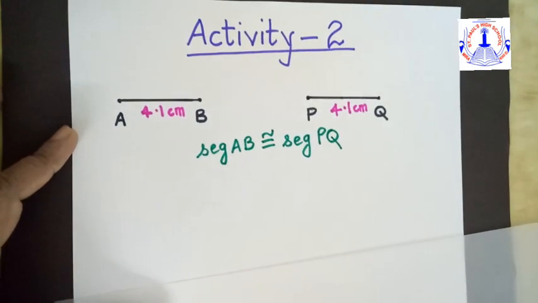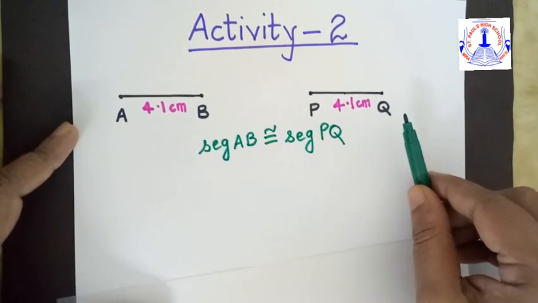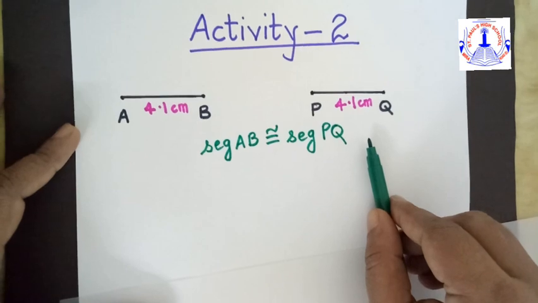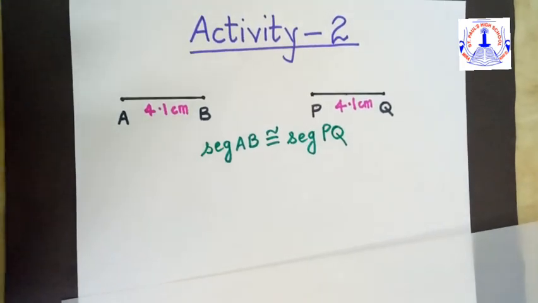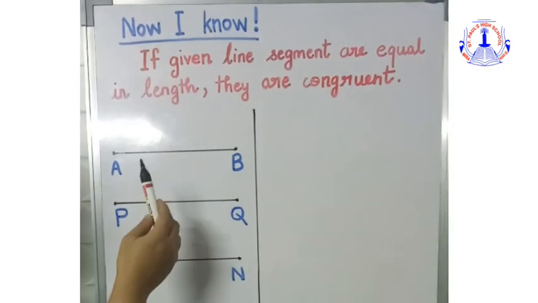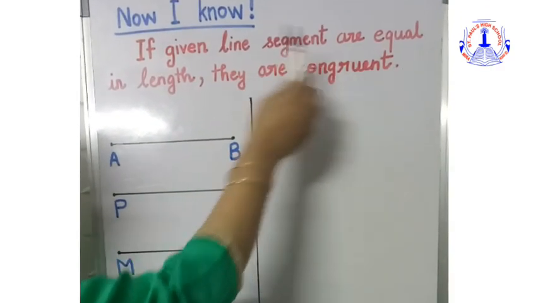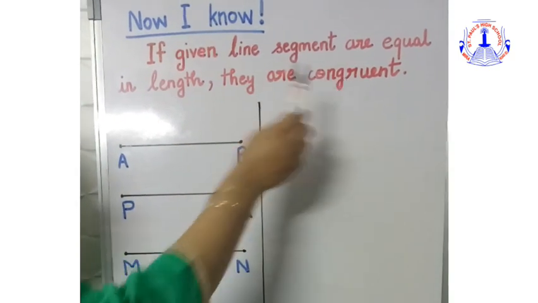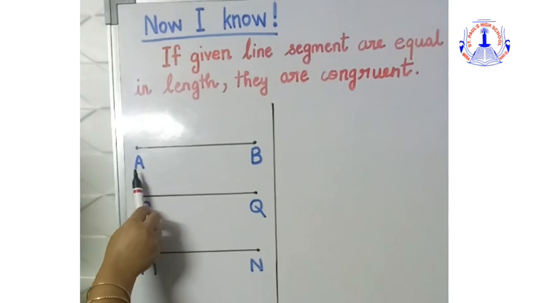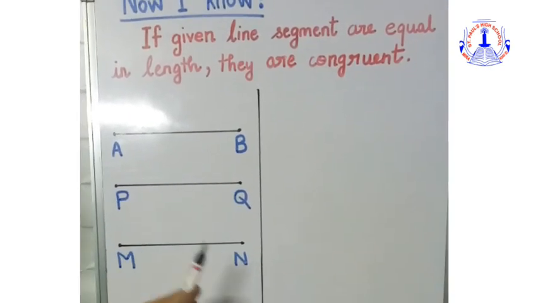We can infer from this that if two line segments have the same length, they coincide exactly with each other, and it is said that both the segments are congruent. So now from the given activity, we have learned that if given line segments are equal in length, they are congruent. Now here three segments are given: segment AB, segment PQ and segment MN.